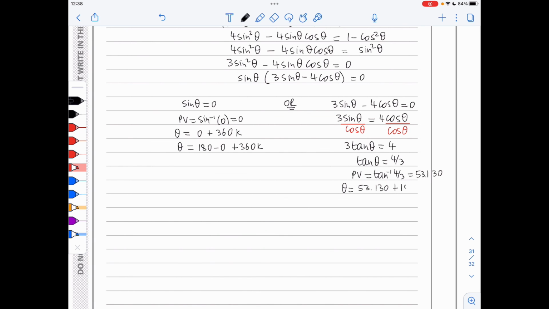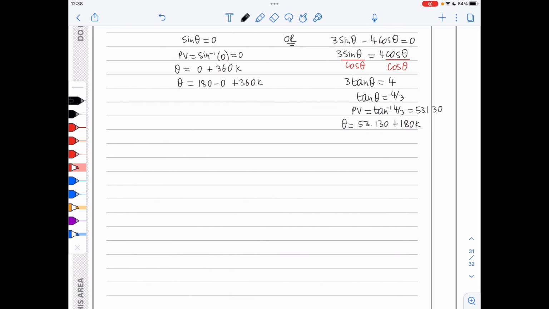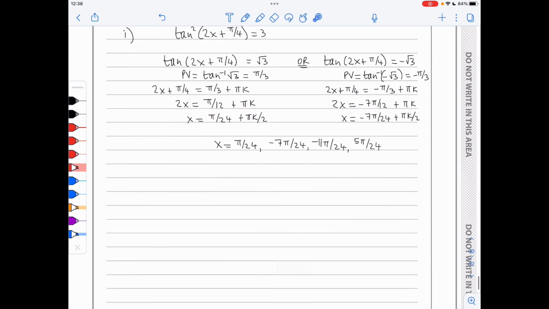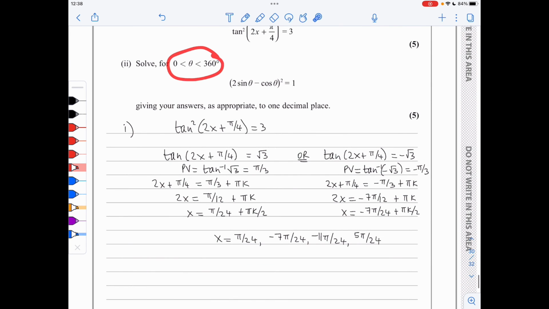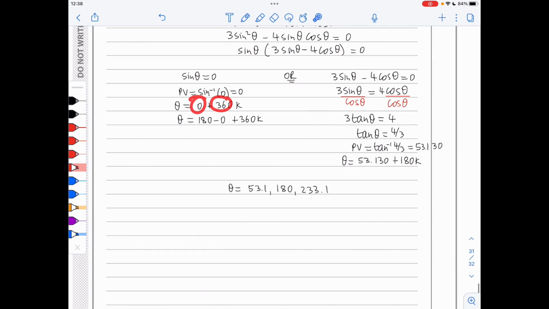So theta is 53.130 plus 180k. So between 0 and 360, I get values of 53.1, I get 180, and I get 233.1. In case you are wondering, 0 and 360 are also solutions. However, we are strictly between 0 and 360, so these need not appear in the solution set for theta.